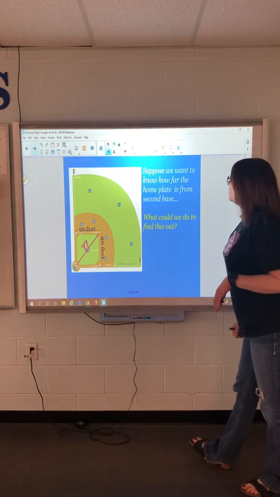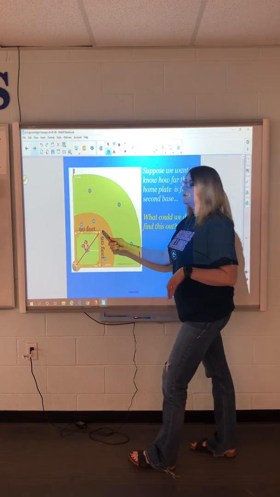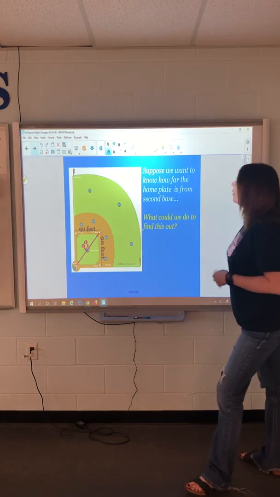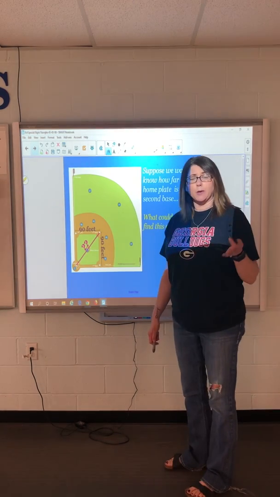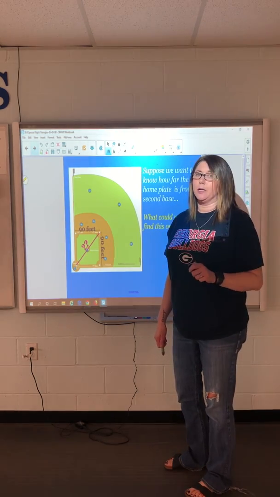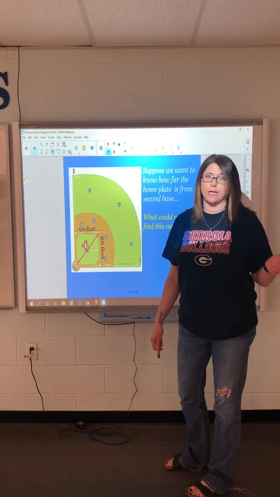All right, so it says, suppose we want to know how far the home plate is from second base. That's our goal. We want to know what it is. What can we do to find this out? Well, some of you guys might be thinking the Pythagorean theorem, and you would be right. When can we use the Pythagorean theorem? Anytime you have a right triangle.